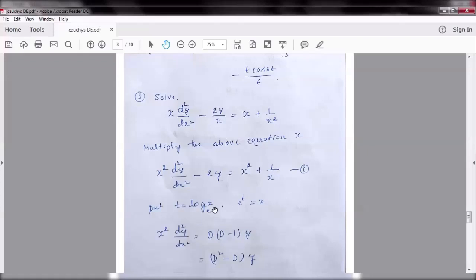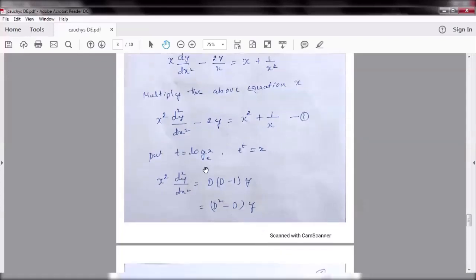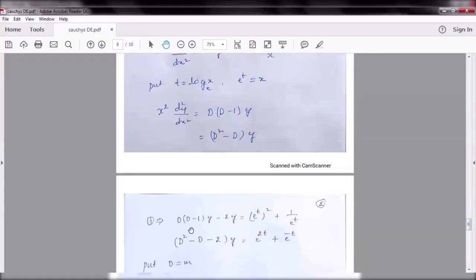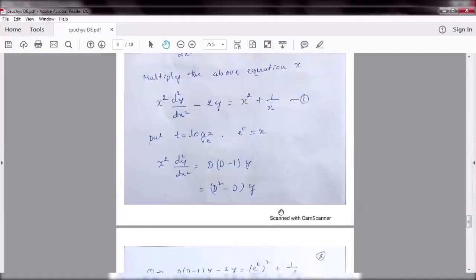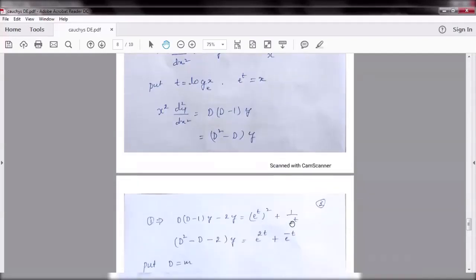Put t equals log x to base e, or e power t equals x. The second order derivative becomes d into (d minus 1) into y. So the given equation will be d into (d minus 1) y minus 2y. The right hand side: x square means e power t whole square, and 1 by x is 1 by e power t. This will be (d square minus d minus 2) y equals e power 2t plus e power minus t.